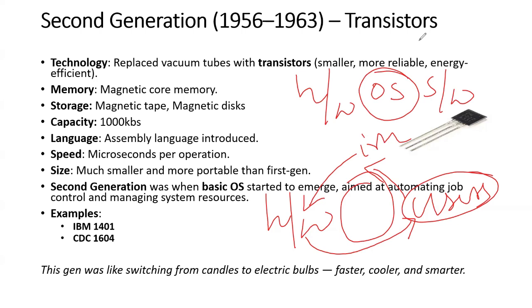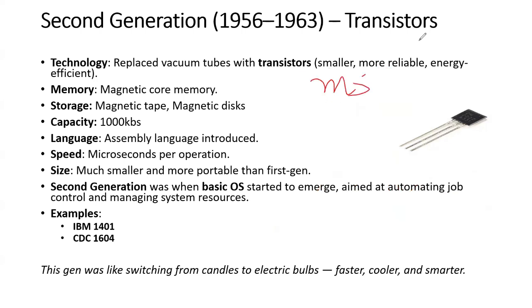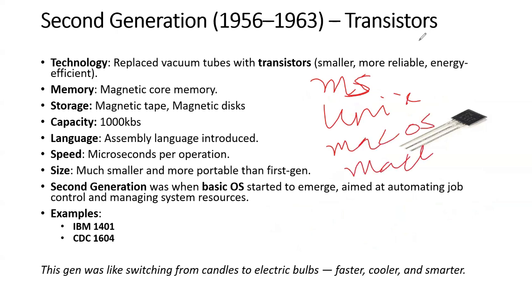That mediator is nothing but the operating system. Today we see a lot of operating systems. Microsoft MS is an operating system, Unix is an operating system, Mac OS is an operating system, Macintosh, and Linux are operating systems. So all these are operating systems that we have. Operating systems also started evolving, taking shape from the second generation computer.